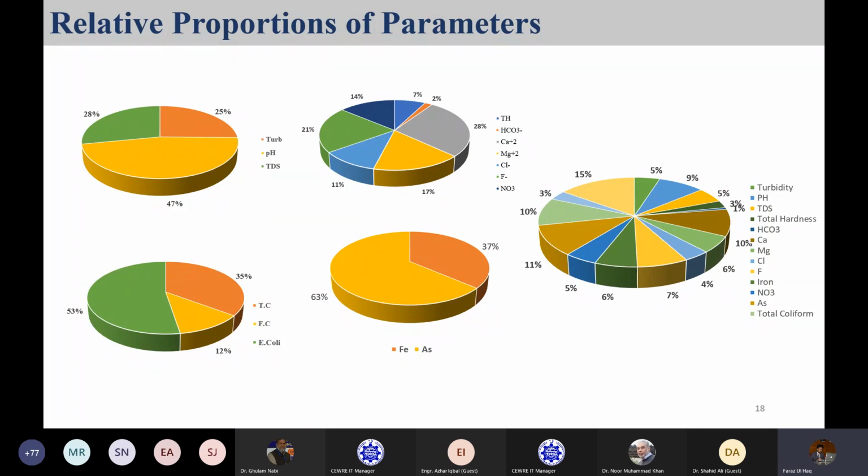As we can see in the first class, turbidity, pH, TDS, the highest one is the pH. In the second one, these are the ions, cations or anions. Here the highest one is the total hardness or calcium, followed by the microbiological contamination, in which E. coli is the major contaminant, followed by the heavy metal group, in which arsenic is the major contaminant.